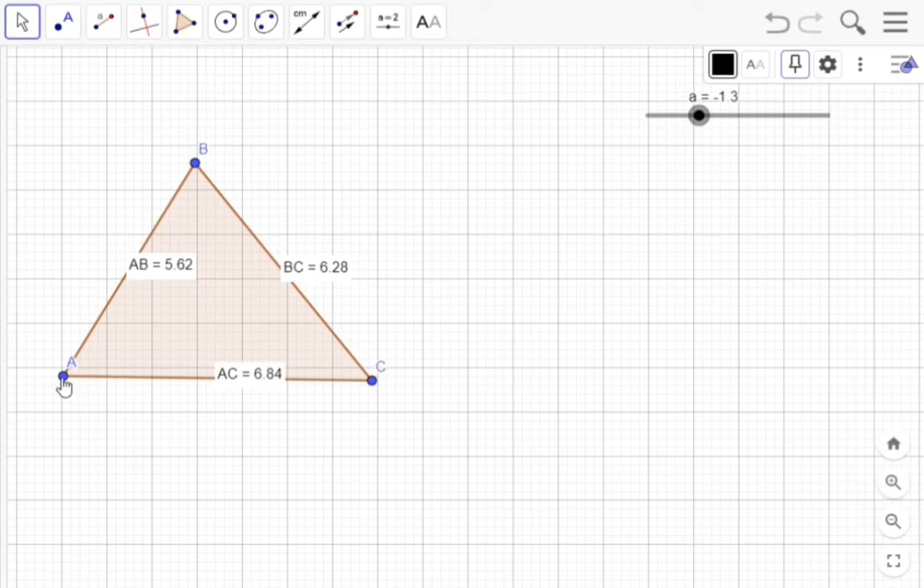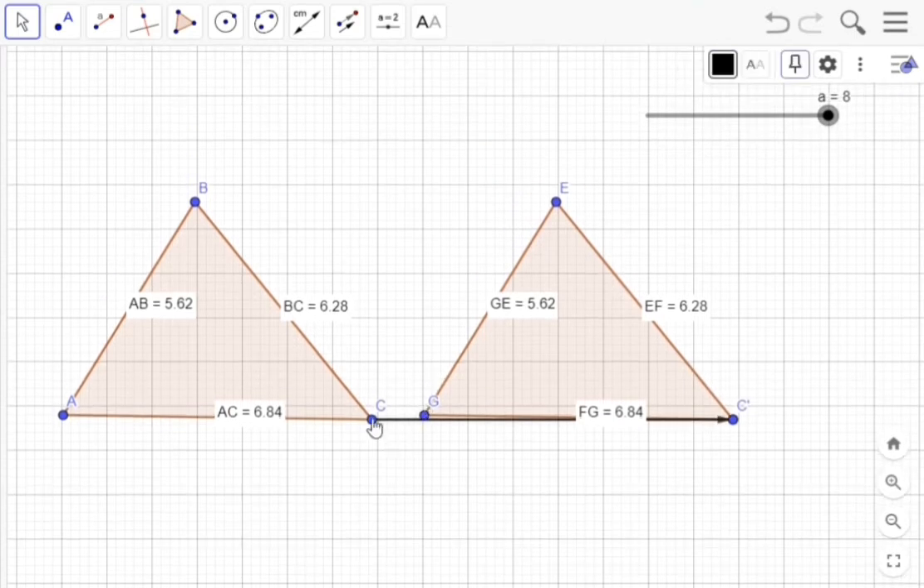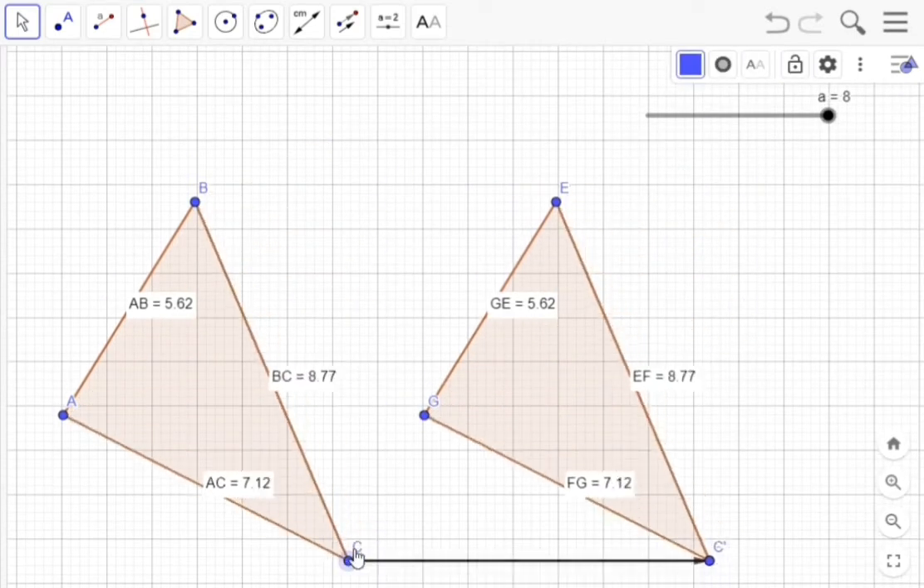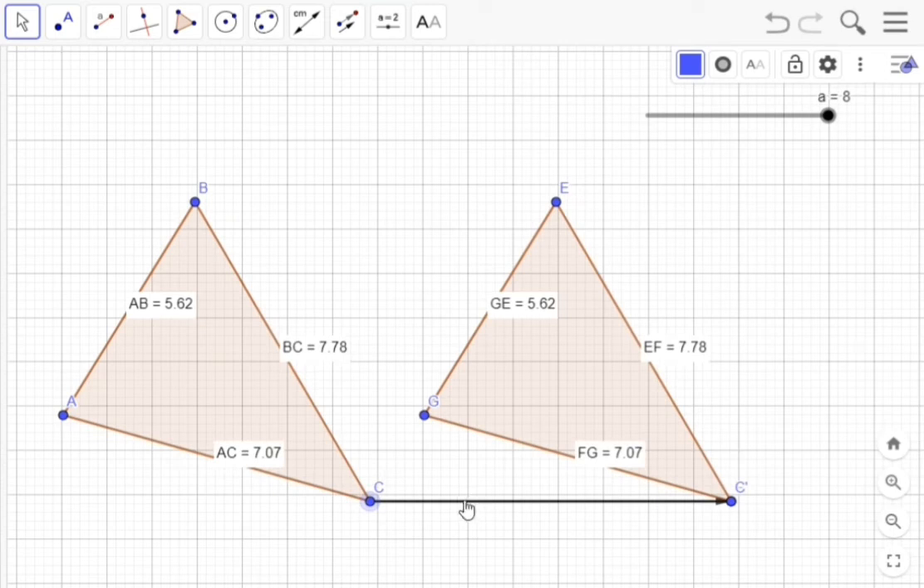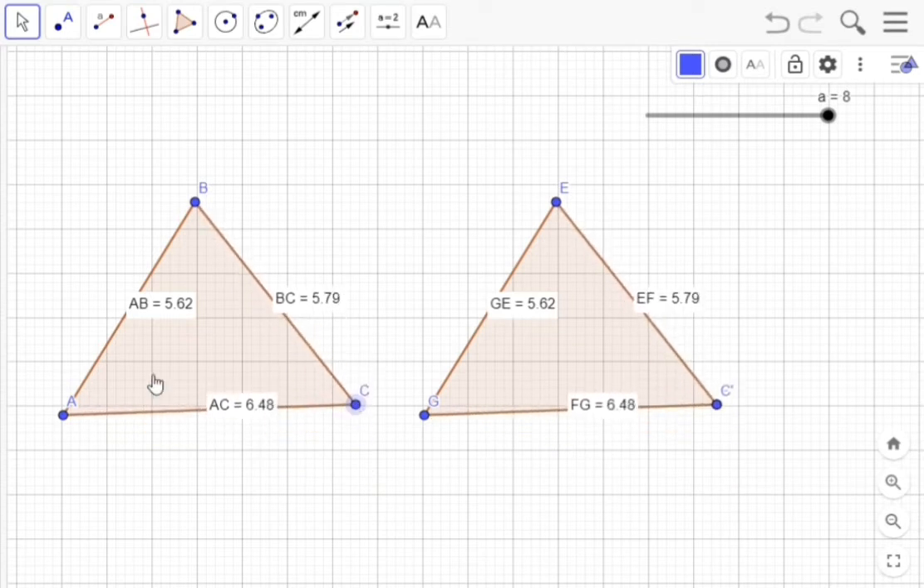Here you observe triangle EFG exactly covers triangle ABC. So these two triangles are congruent by the SSS congruence condition. Now hide this line CF. Now you can color the two triangles and decorate the file.